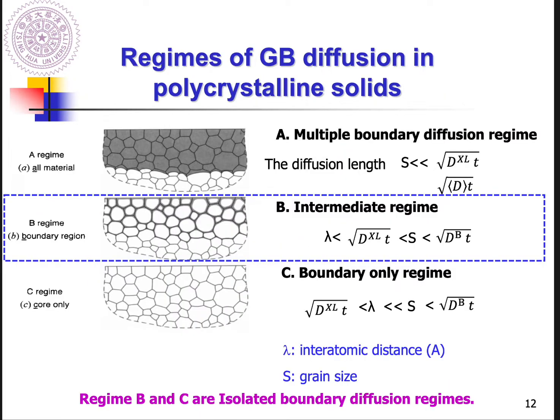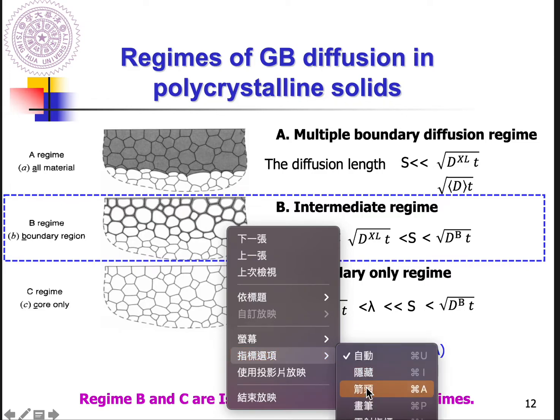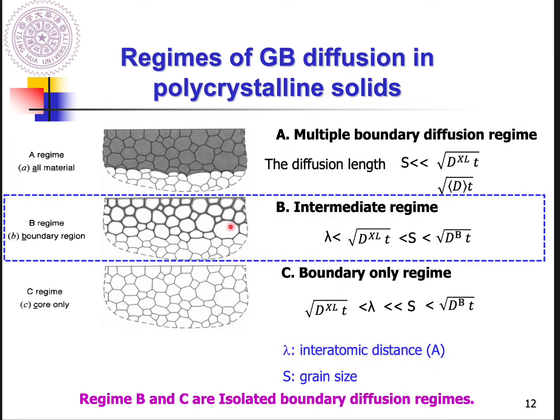So now you have the stationary or moving grain boundary, and based on different √(Dxl t), you get different diffusion patterns, right? But the purpose of learning these different diffusion patterns is that we want to solve the concentration profile, or concentration of diffusing atoms, inside the grain. We need to obtain the concentration in the grain.